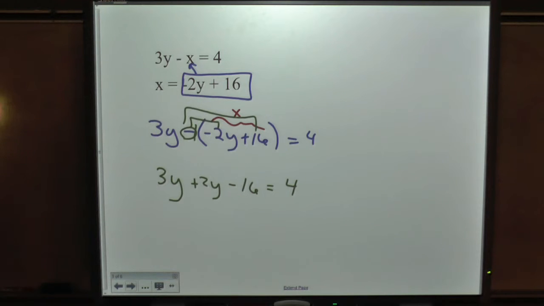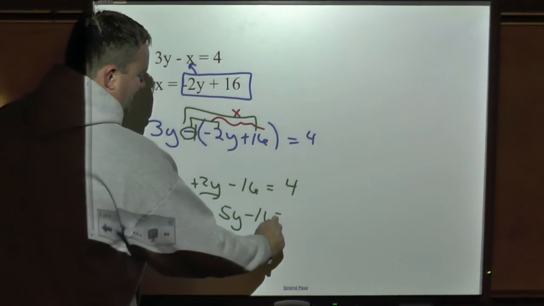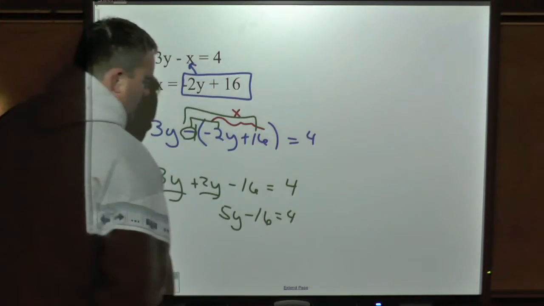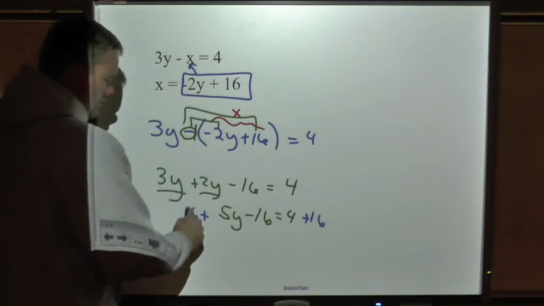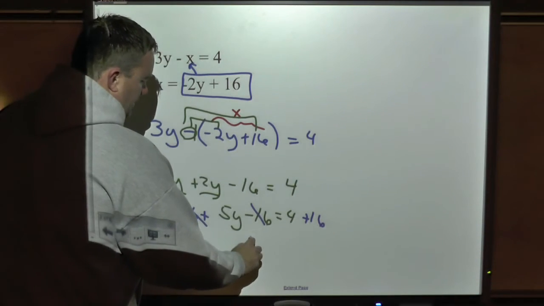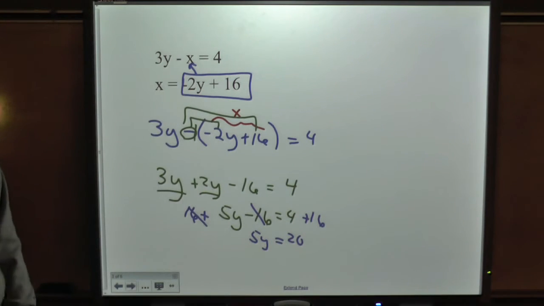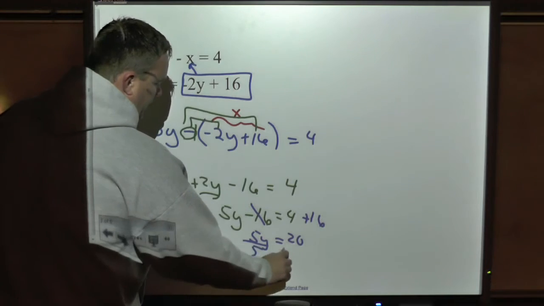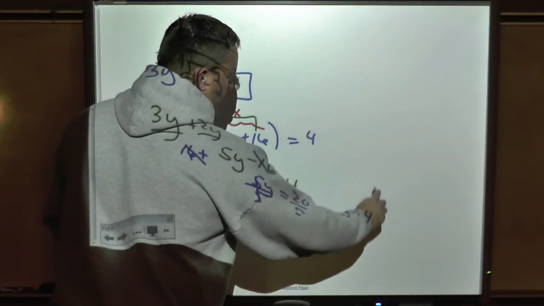So from there, we're just going to go through and solve the rest of this one. Combine like terms: 3y and 2y is 5y, minus 16 is equal to 4. Two-step equation, add 16 to both sides. 16 minus 16 is 0, so we get 5y is equal to 20. And at this point, divide both sides by 5. y is equal to 4.